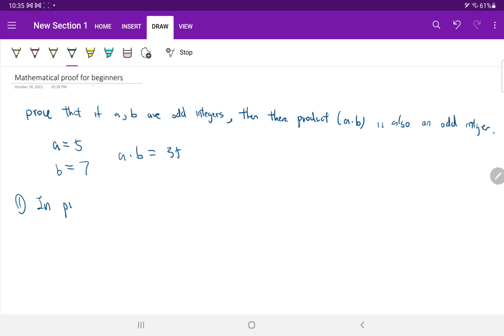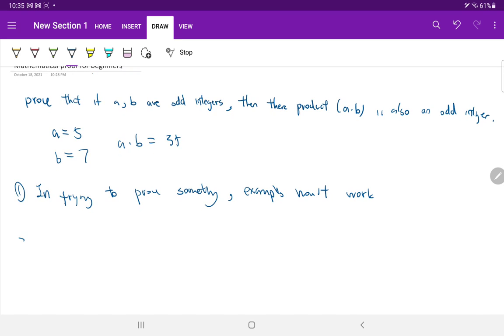In proof, actually, you know what, I should change it to: in trying to prove something, examples won't work. So that's one point.